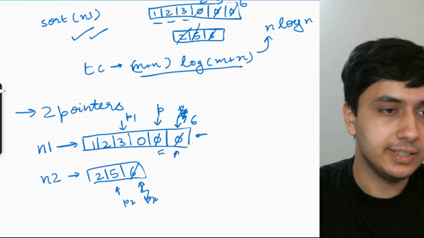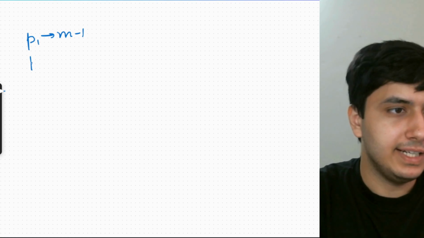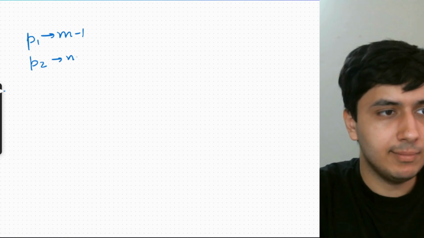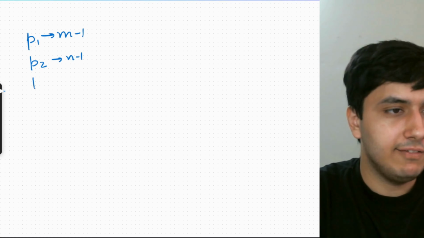And we'll place the third pointer at the end of nums2 called p2. Okay, so we are not supposed to put p1 here. I'll show you guys the pseudocode now. So we'll declare one variable p1 at m minus 1, we'll declare p2 at n minus 1, and we'll declare p at the end, which is m plus n minus 1.